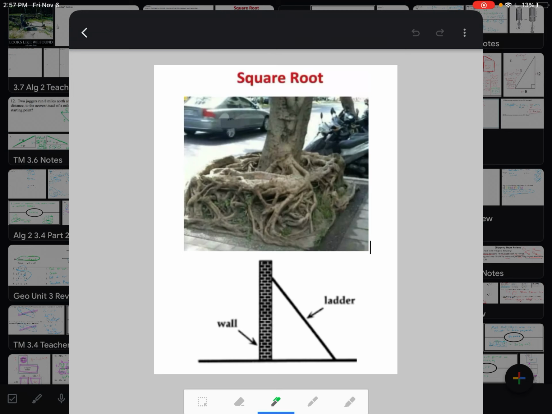Hi everybody and welcome. Today we're going to be talking about square roots. So your goal after watching this video should be to be able to add, subtract, and do some multiplication with square roots. So with that being said, we're going to take a look to start off.